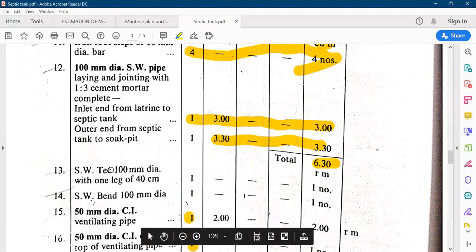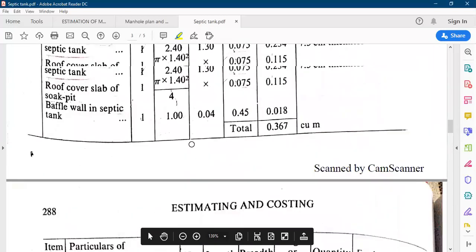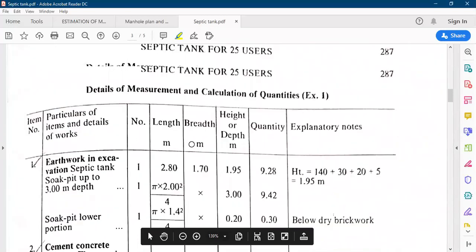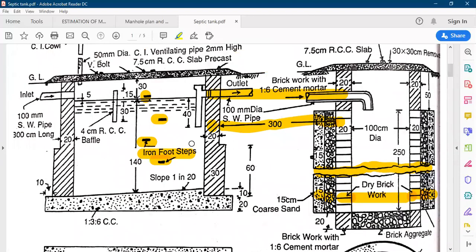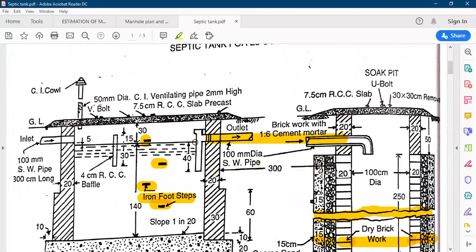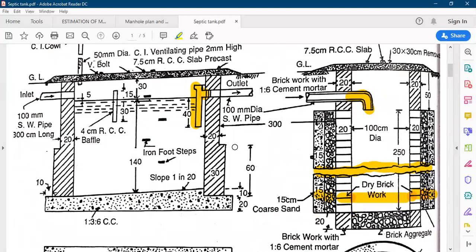Similarly, we can see one T which is connecting from the septic tank to the pipe running between the septic tank and the soak pit. This is the one T they are mentioning. This T connects from the septic tank to the pipe which goes out of the rectangular portion of the septic tank to the soak pit. And there is one bend, which is connecting like this. So this is one bend and one T which are taken into consideration.